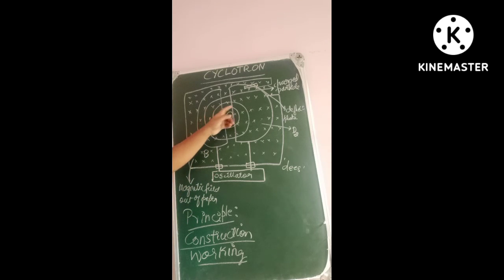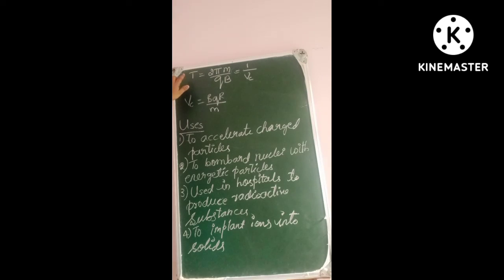Finally, the charged particle emerges outside through the exit port with the help of a deflection plate. As the energy increases, the radius of the circular path also increases, so the path is in the form of a spiral. The time period of revolution is given by T equals 2 pi m divided by QB, which is the reciprocal of the frequency. The velocity of the charged particle is given by BQR divided by m, where R is the radius of the trajectory at the exit port.